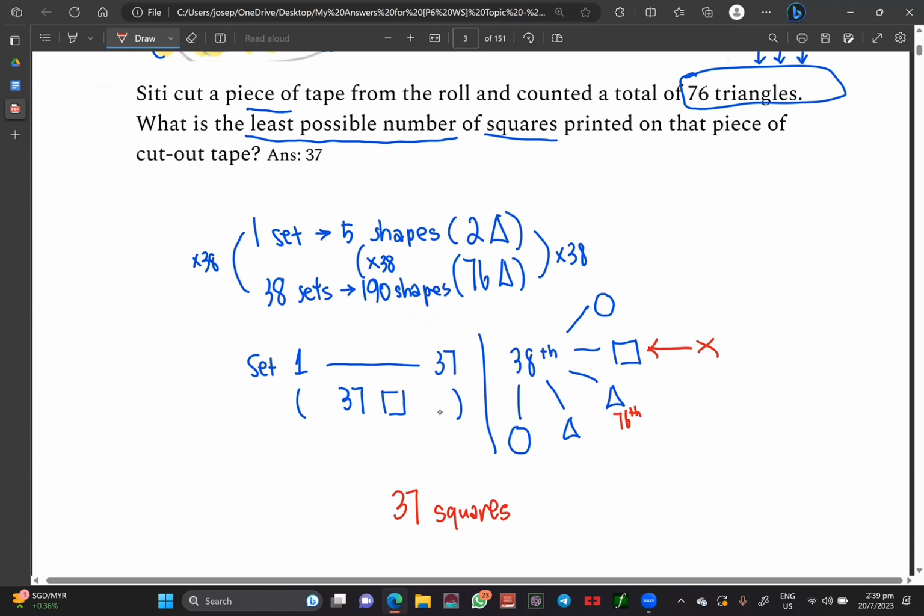Understand so far? So this person, CD, cut until here, then she realized, yay, I have 76 triangles, so I don't need to cut out the full set. Do you understand what I'm saying? Everything is full, but for the 38th set, the cut is just until this point. Can you see until this point? Am I making sense here? Okay, so this is how you do a question like this.